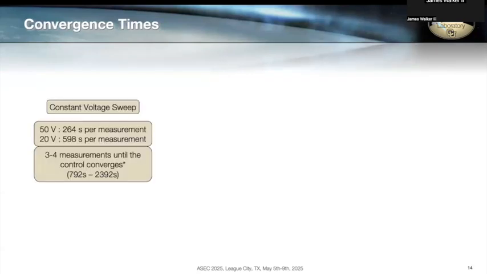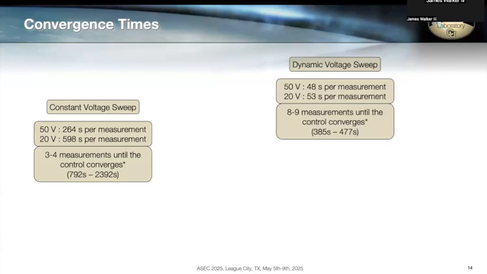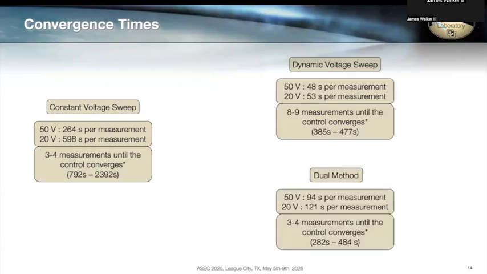So just straight up comparing these convergence times, you can see that the constant voltage sweep is still taking 260 to 600 seconds per measurement, which results in taking 800 to 2400 seconds before the control converges. So we have very slow control. While comparing it to the dynamic and the dual method, you can see that even though they have different seconds per measurement and different required number of measurements before accurate convergence, they converge in very similar amounts of time. So with this dual method, we are still getting the quick control and quick convergence of the dynamic voltage sweep.